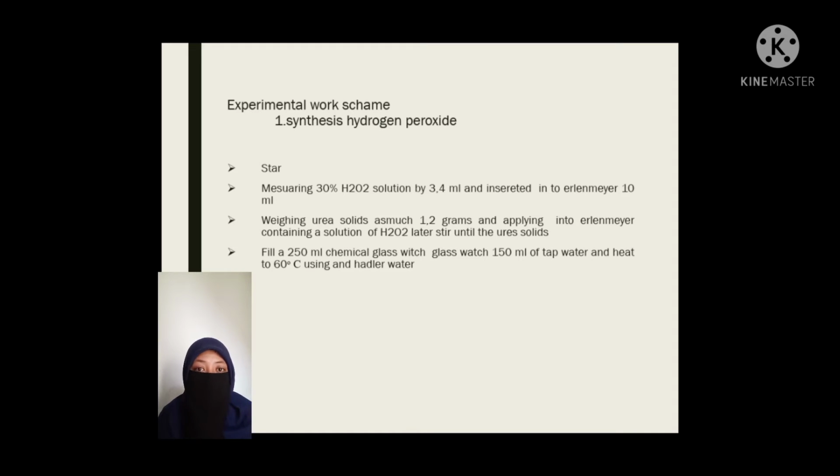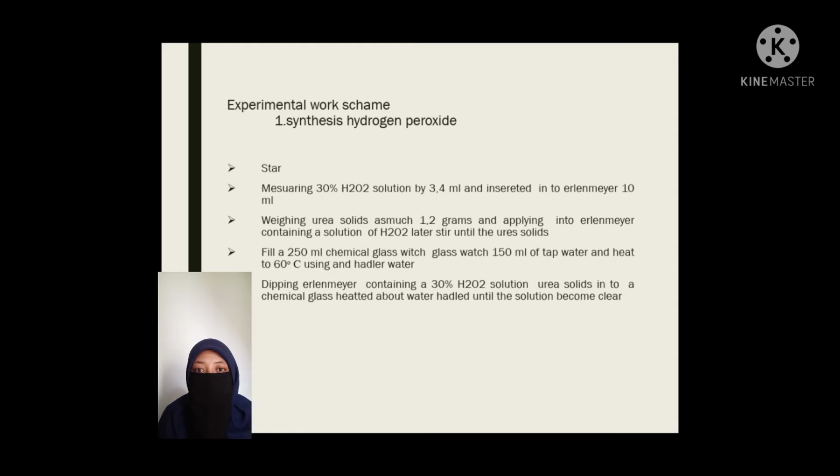Fill a 250 ml chemical glass with 150 ml of tap water and heat it to 60 Celsius using a hot plate. Dip the petri dish containing the 30% H2O2 solution and urea solid into the chemical glass of heated water until the solution becomes clear.